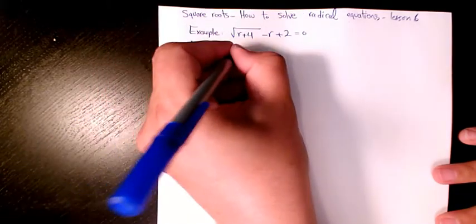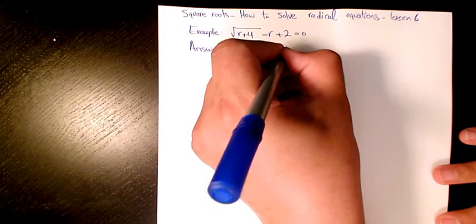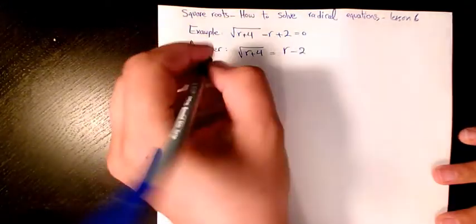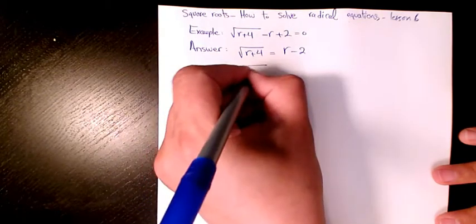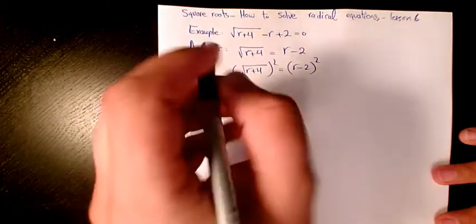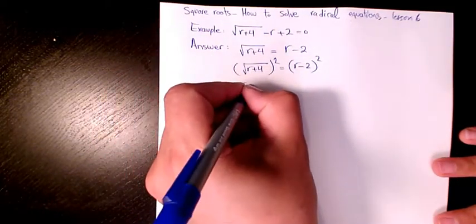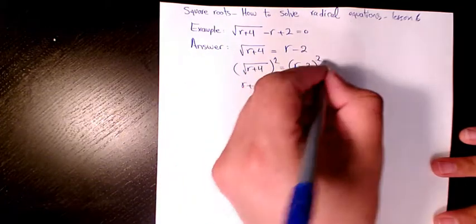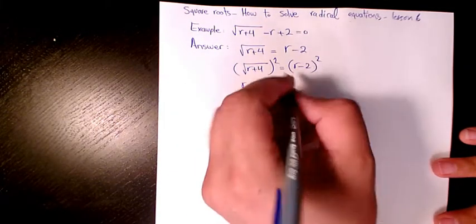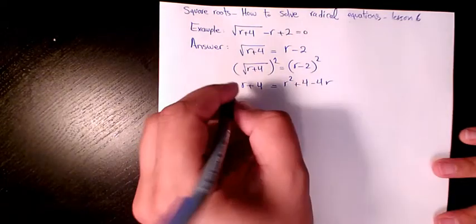I keep the radical on one side and move the rest to the other side. It's going to be r minus 2. So we have square root of r plus 4 squared, r minus 2 squared. The 2 and square root cancel out. It's going to be r plus 4. And here we have r minus 2 squared is going to be r squared plus 4 minus 4r.